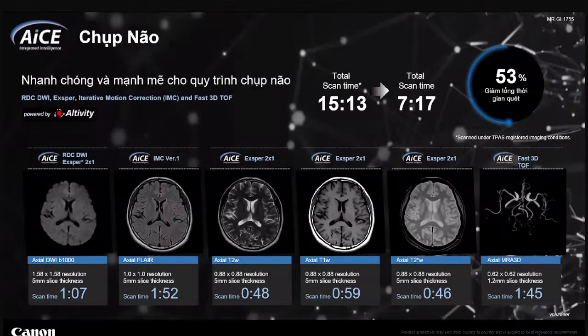This is just an example of an entire brain protocol where the total scan time with conventional scanning usually will take 15 minutes, including DWI, FLAIR, T2 weighted, T1 weighted or T2 star, and even the MRA 3D. And now with the AI reconstructions, we can significantly cut down the time by half, up to 53%, using the AI to improve the SNR, signal to noise ratio, by removing the noise from the signal.